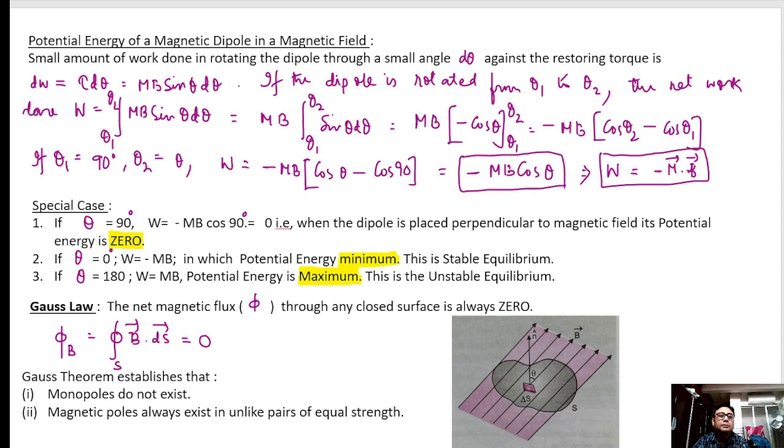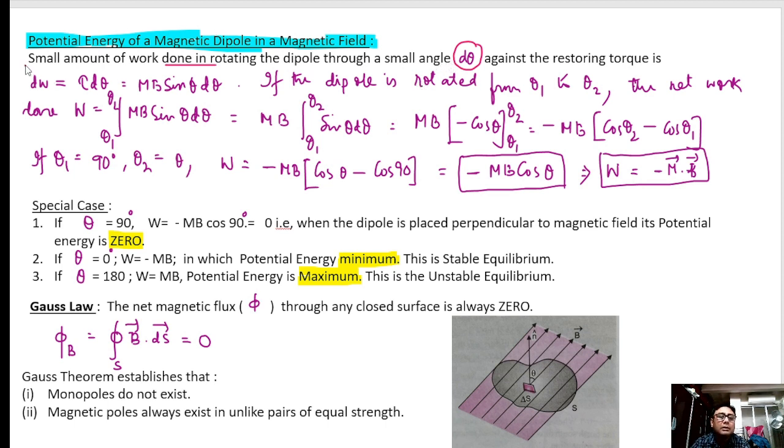Next, see the potential energy of a magnetic dipole in a magnetic field. Please watch here that if there is a torque acting and it is rotating, there will be some energy stored in the magnetic dipole. So let's see. Let the torque rotate it through a small angle d theta.